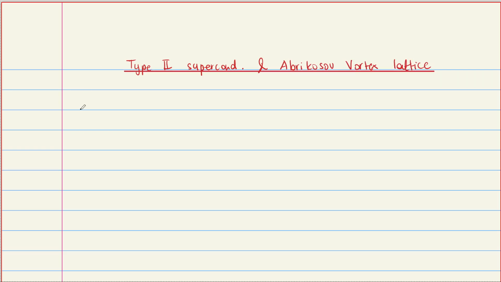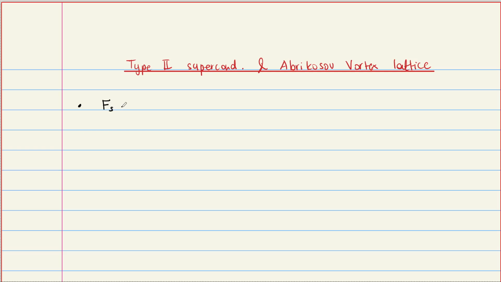So today I want to talk about type 2 superconductors and something called the Abrikosov vortex lattice. So let's clean up what we did so far and let's try to review.